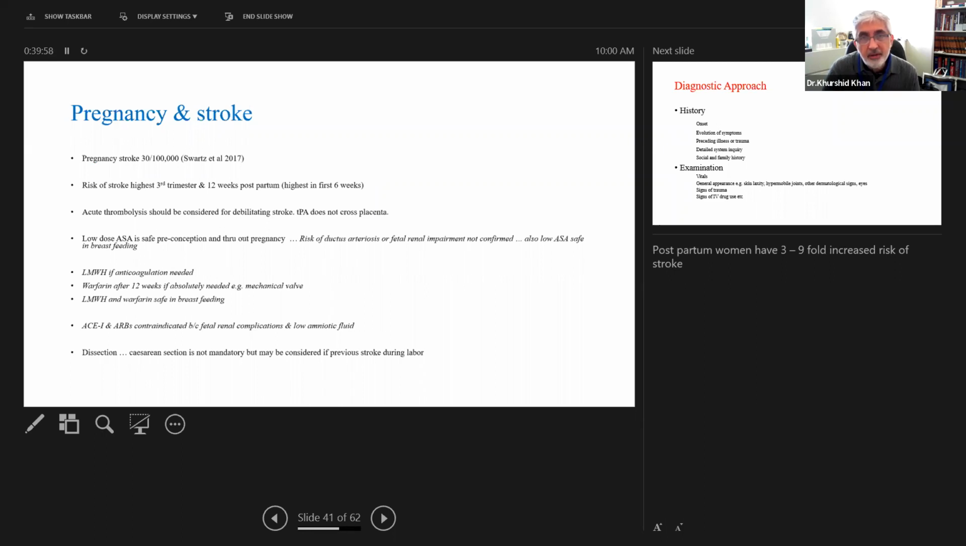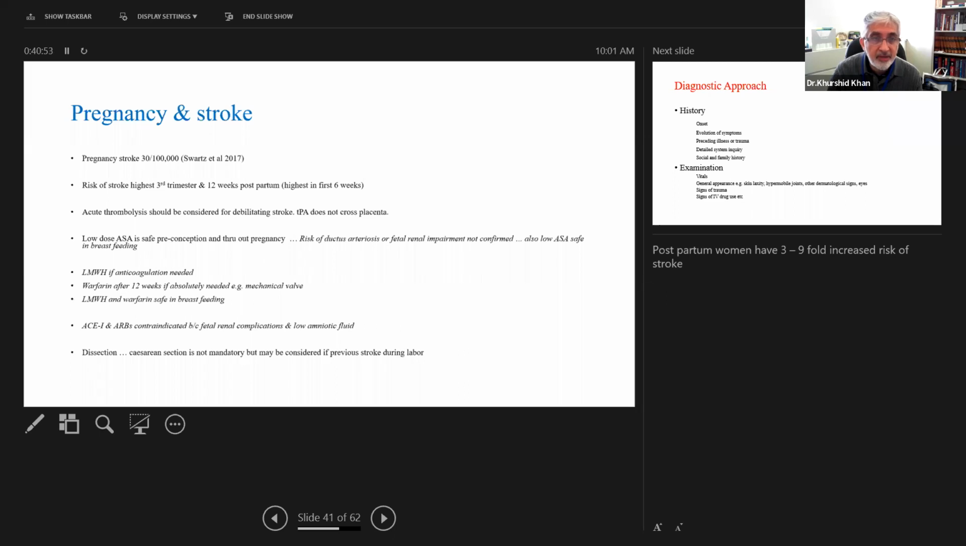Pregnancy is associated with high risk of stroke, especially in the third trimester and in the puerperium, 12 weeks, highest in the first 6 weeks, because of the hypercoagulability, and may also lead to dissection. If it occurs during pregnancy, treatment with TPA is not contraindicated, although, as you know, in most of the studies, or in all studies, pregnancies were excluded, but from personal experience from different centers around the world, TPA is safe to be given to the patient, because the primary objective at the time is to save the mother's life. TPA is felt to not cross a placenta.